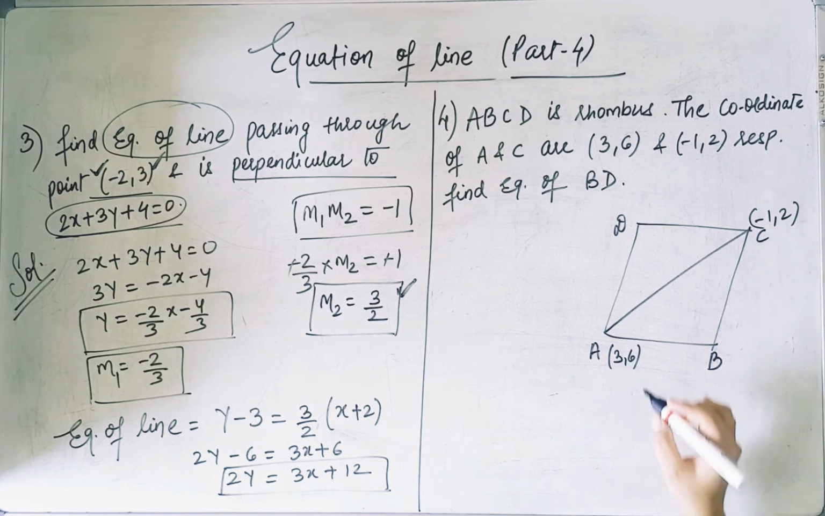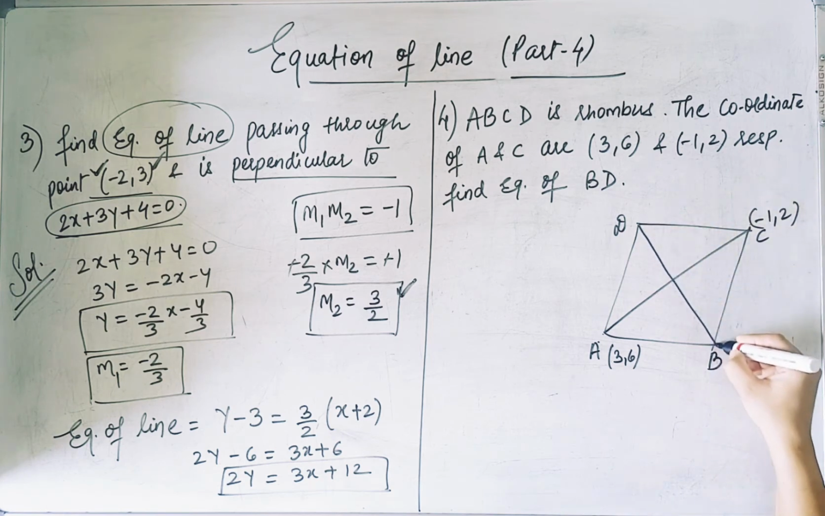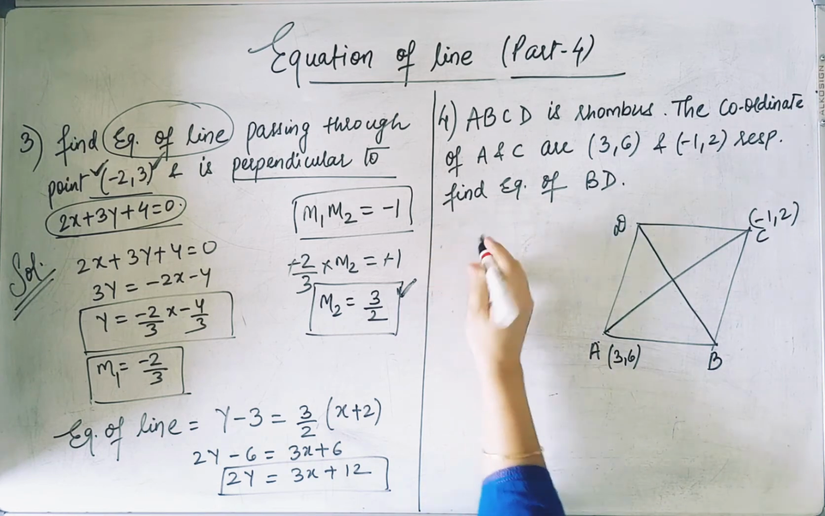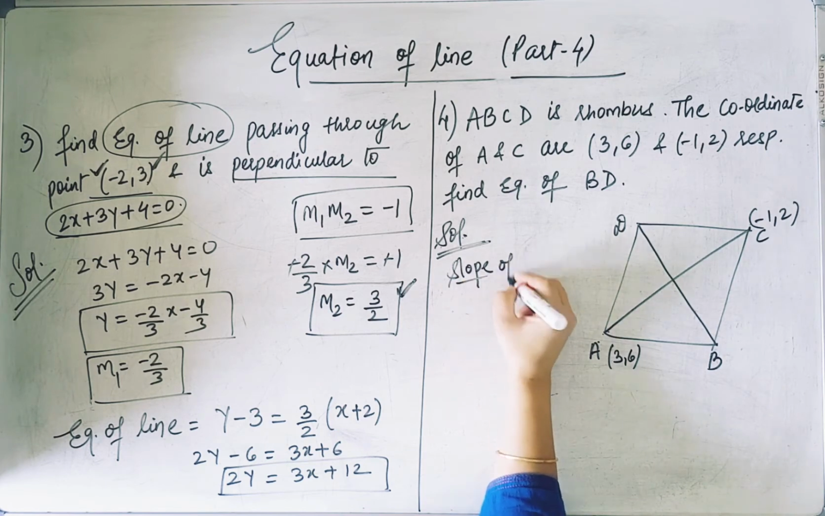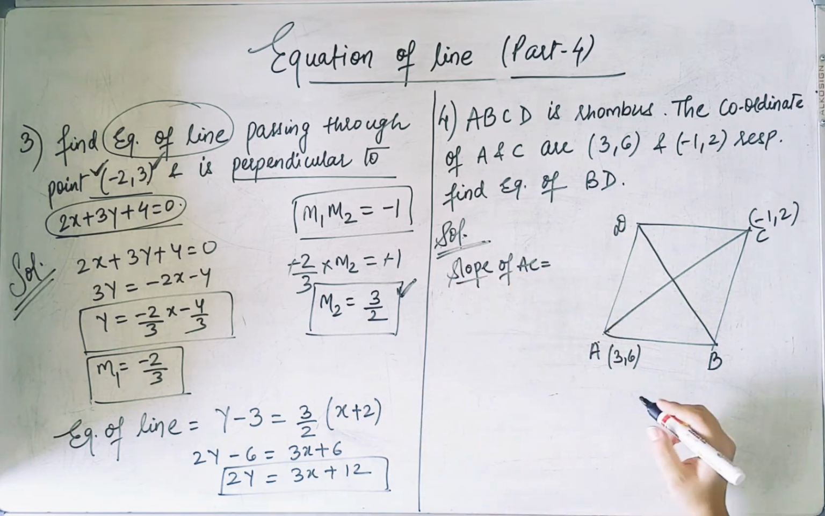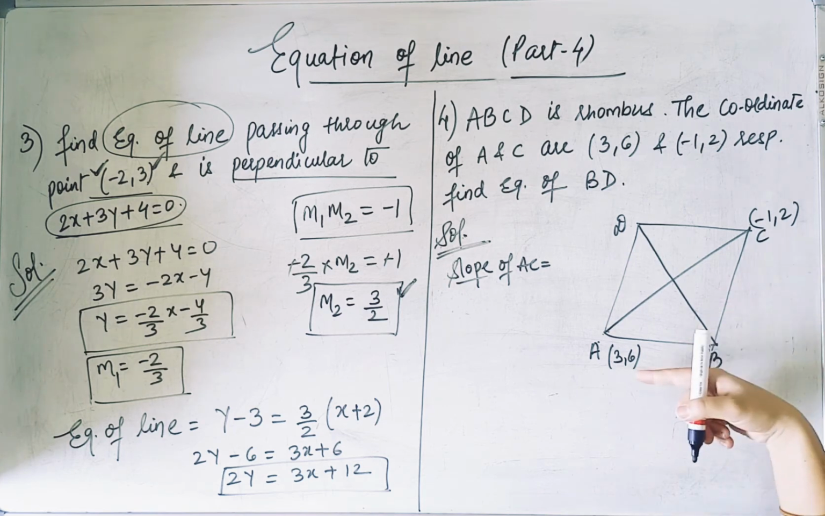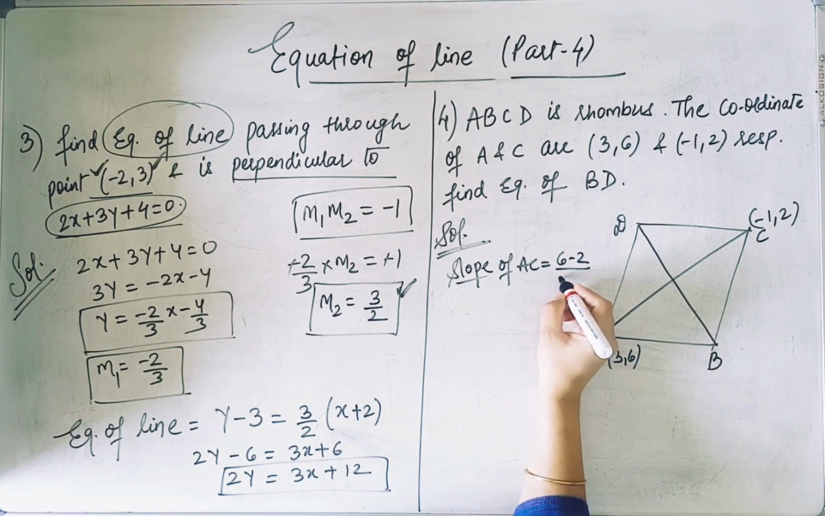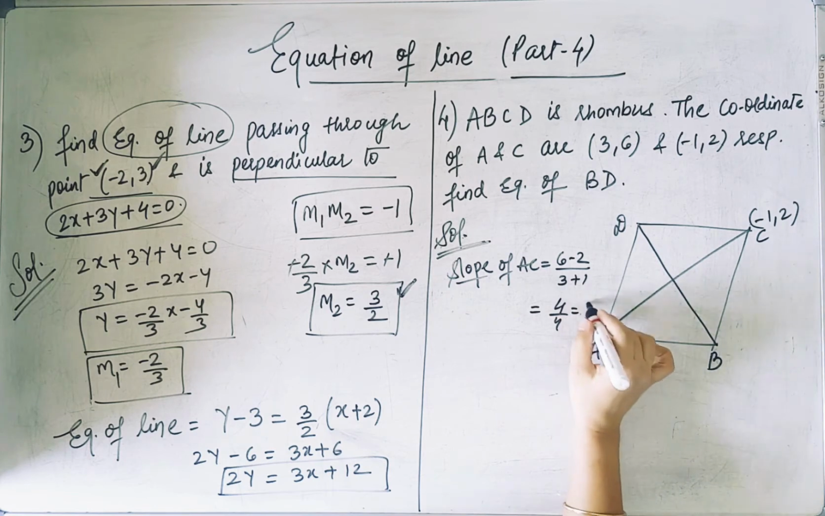See, here we can easily find the slope of this line, and we know in a rhombus the diagonals are perpendicular to each other. So its solution will be: slope of AC. What will be the slope of line AC? y2 minus y1 upon x2 minus x1. So it will be 6 minus 2 by 3 plus 1. Thus it will be 4 by 4. So slope of AC is 1.